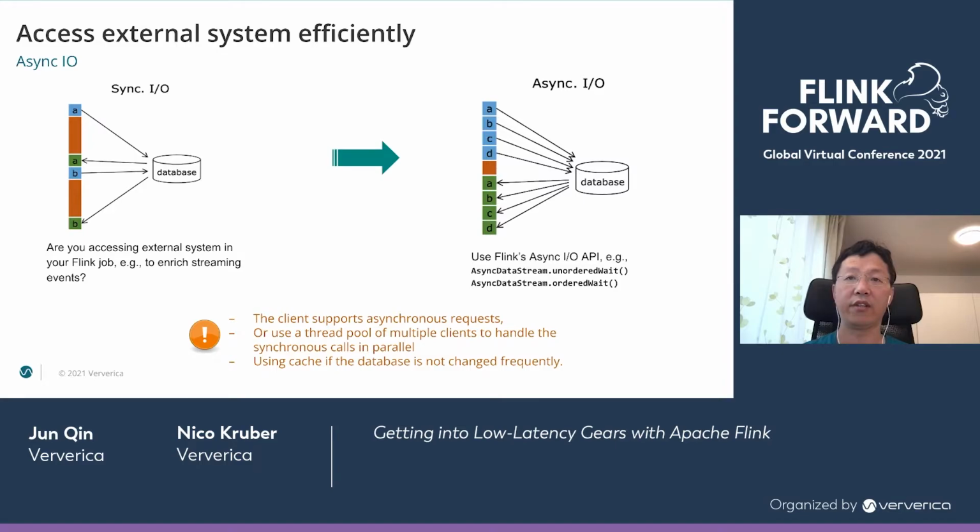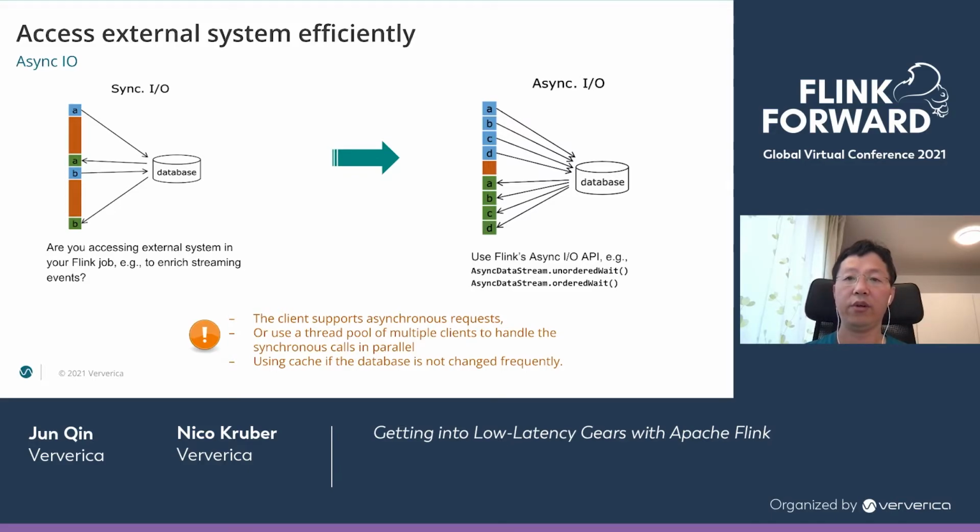Next technique is to access external systems efficiently. When you're interacting with an external system like a database in a Flink job for data enrichment, the latency in getting a response from the external system often dominates the overall latency of the job. In this case, you should consider using Flink's async I/O API, for example, AsyncDataStream unorderedWait or orderedWait. The difference is that with orderedWait, you can have the output events in the same order as the input events, but this comes with some latency overhead.